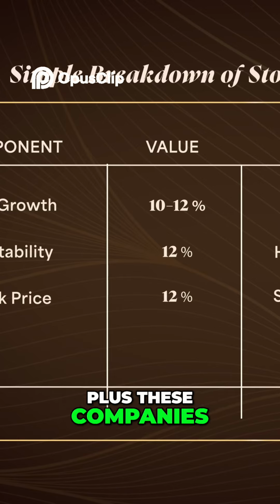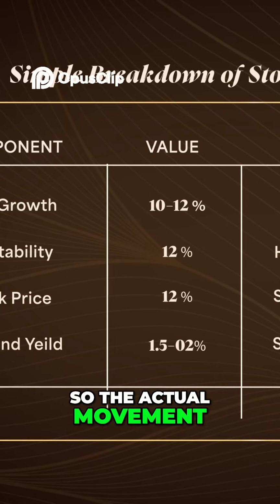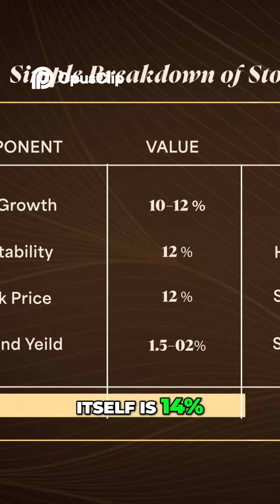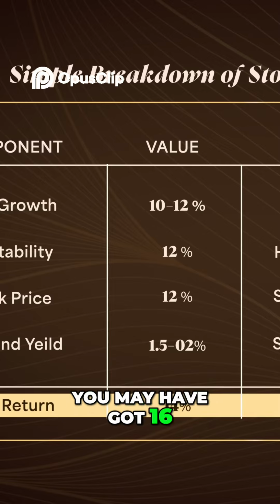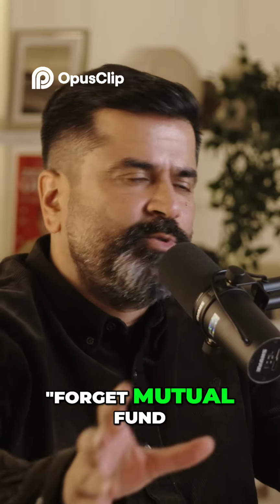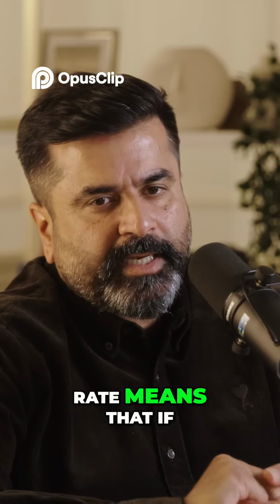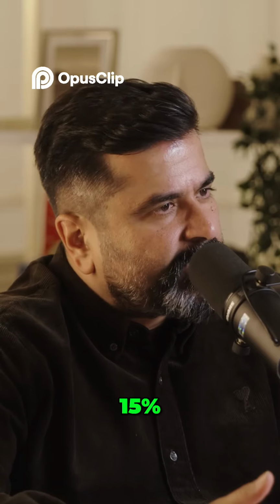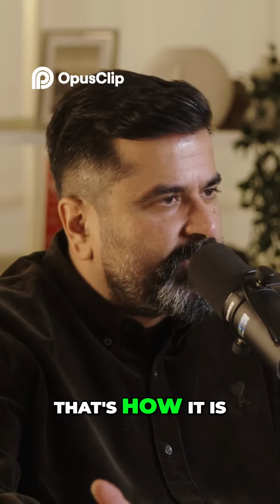Plus, for these companies, there is 1.5 to 2% dividend per year. So the actual movement of Sensex and Nifty itself is 14%. So what happens is that if you invest in good mutual funds, you may have got 16, 17%, or somebody says, forget mutual funds, the index itself is 14. Why I said base rate means that if you get 14, 15%, that's the long period average. That's how it works.